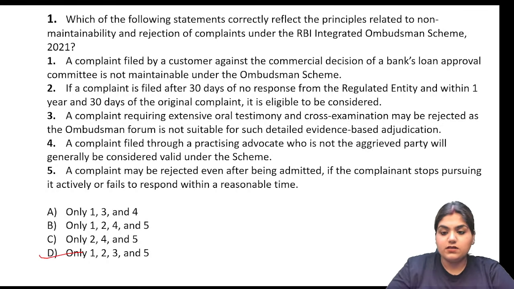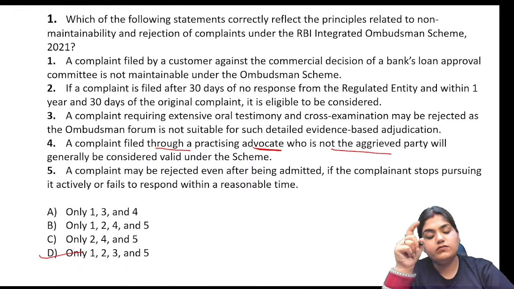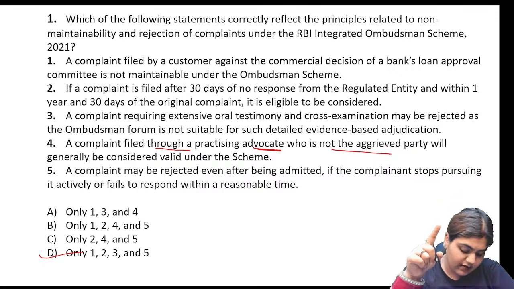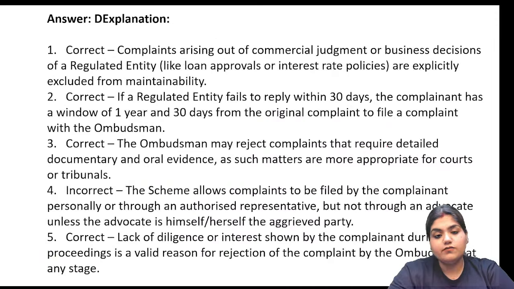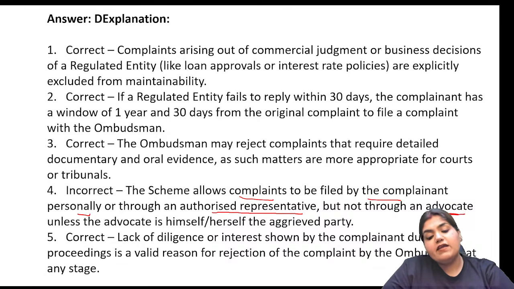D is the correct answer. A complaint filed through a practicing advocate who is not an aggrieved party is not allowed. This is an exemption, a special provision. Schemes allow complaints to be filed by the complainant personally, or through a representative, but not via advocates. An advocate can represent himself if they are the aggrieved party, but not in the capacity of an advocate.